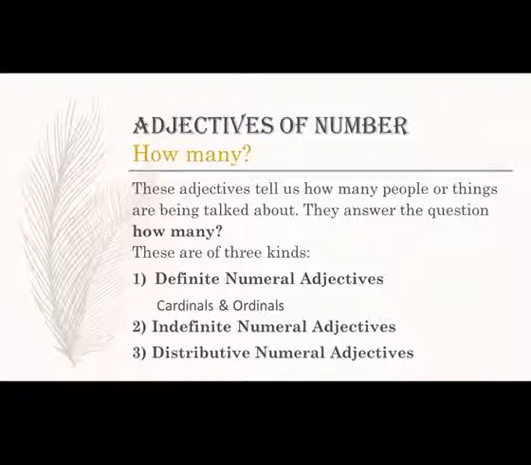So, adjectives of number tell us how many people or things are being talked about. And they answer the question, how many? We have three kinds of adjectives of number. First one is definite numeral adjectives, which is further divided into cardinals and ordinals. The second one is indefinite numeral adjectives. And the last one is distributive numeral adjectives. Let's study these kinds in detail now.